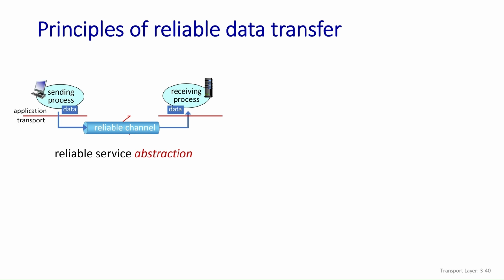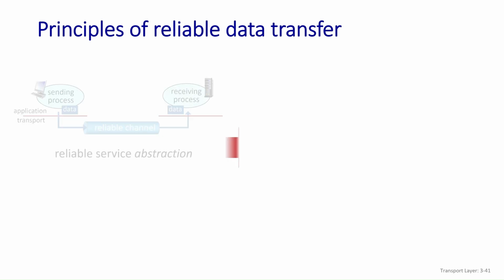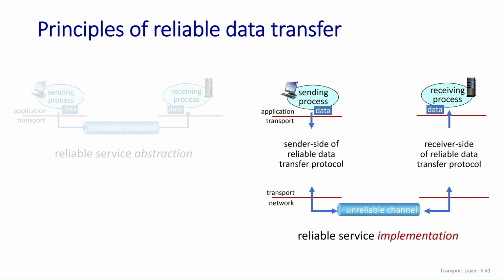Okay, well, this is not true, right? In fact, the majority of the problems are because the underlying channel is not reliable. But a reliable data transfer mechanism gives me a reliable service abstraction as if the underlying channel is reliable. In fact, the underlying channel is unreliable. So that's why I need a reliable data transfer protocol, on both the sender and the receiver side, so that I can provide this reliable service abstraction that the data is sent reliably to the other end.